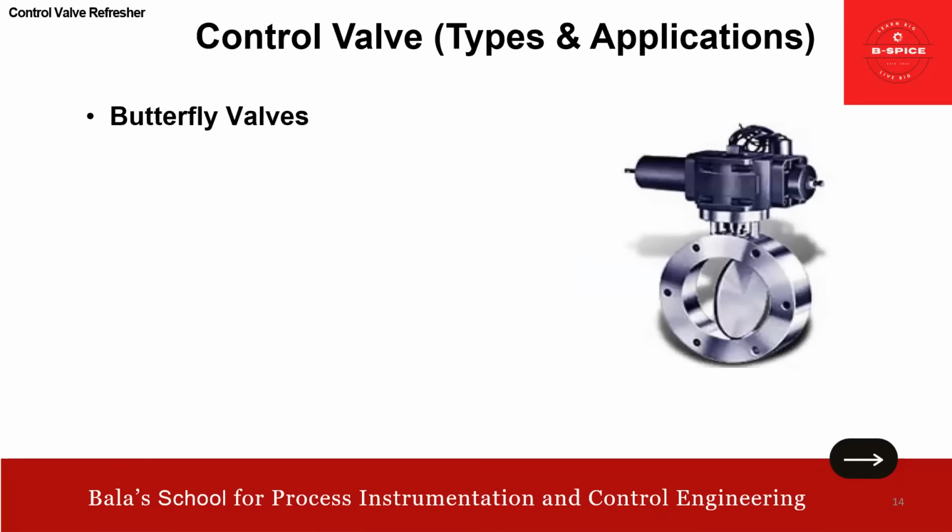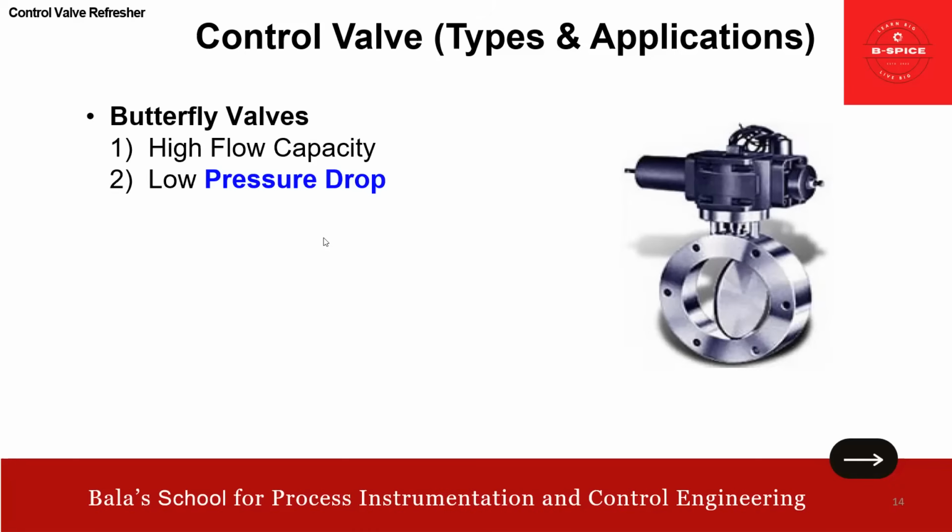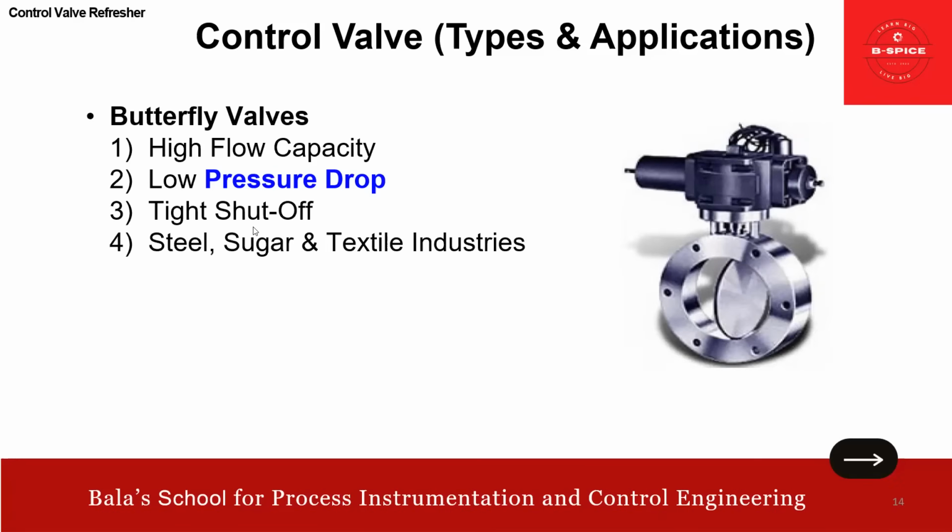Now the butterfly valve. The butterfly valve look and feel is like this. And this is used for high flow capacity and, most importantly, low pressure drop. Whenever there is a requirement for low pressure drop, we should deploy this butterfly valve. It gives tight shut-off and is predominantly used in steel, sugar, and textile industries. Of course, it's used in other industries also, water and power also. Okay, friends, depending on the application.